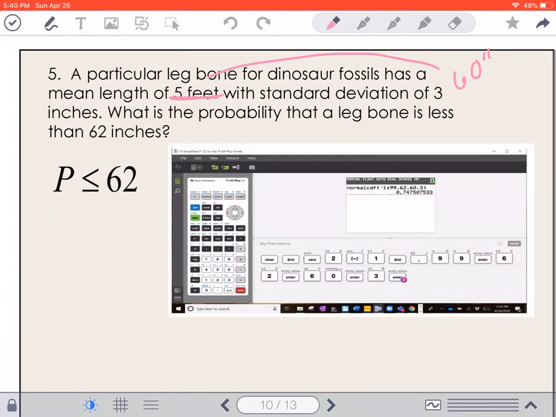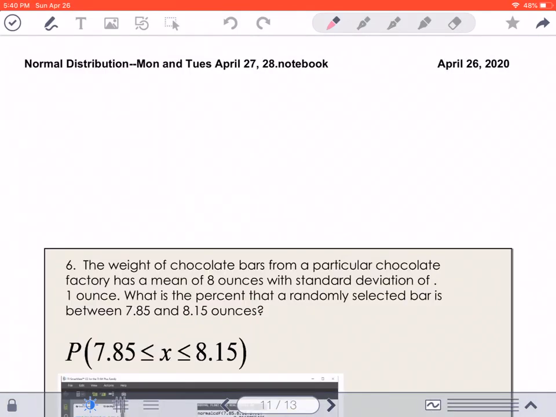Our mean here is 60 inches, with a standard deviation of 3. Hit enter a couple times, and we end up with the probability of 0.7475 that the leg bone is going to be less than 62 inches. Okay, as I said before, if you're having a hard time following me verbally, then I've laid out every single step here in the keystrokes, and you can see what to do. All right, looking at our next example.